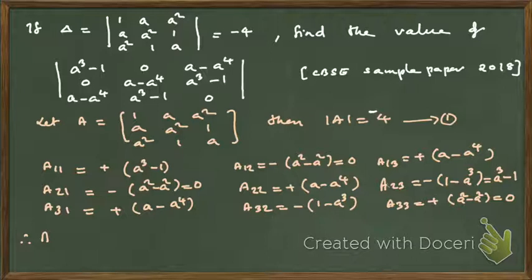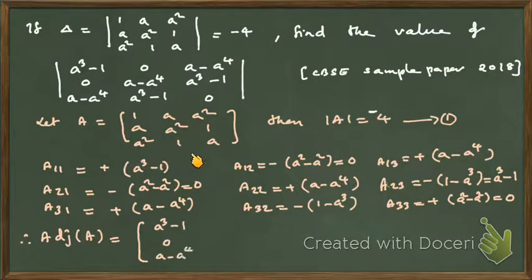If I take the transpose of the cofactor, so these are the cofactors, the corresponding matrix is called the cofactor matrix. And if I take the transpose of the cofactor matrix, it's called the adjoint. So I'm going to find out the adjoint of the matrix A.